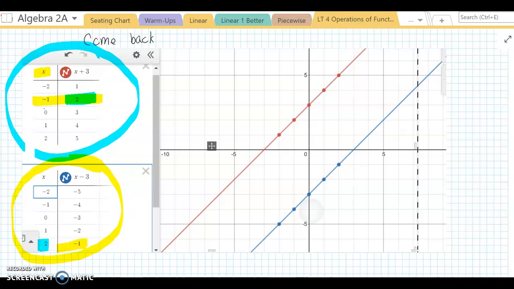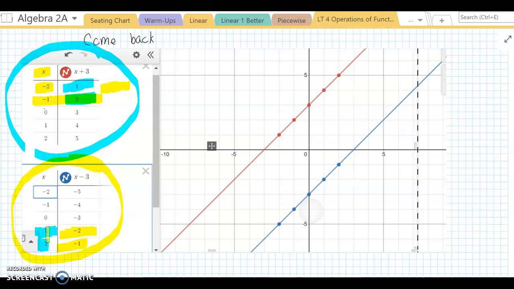Let's just double check, see it again. Do I have another one? I have one. So if I look at this one, -2 and 1. So in the yellow one, the x minus 3 function, I want to look for when x is 1. And x is 1 here. And according to this function, when y is 1, x is -2. So over here, I should get -2. They're opposites of each other. The x's and the y's are different.